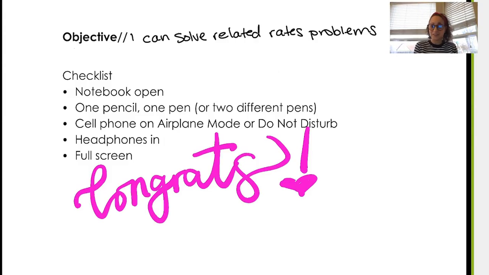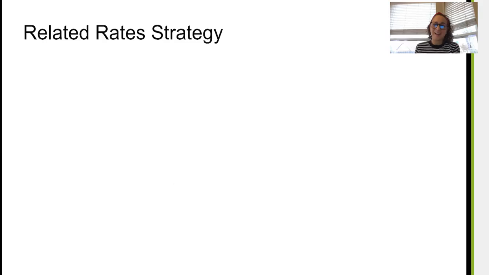We've got two assignments on this topic, but we're just going to do one video lesson to combine the two. So our objective today is to solve related rates problems. I have the checklist on the screen. You know what to do from here. All right, so to start your notes, would you please write "related rates strategy"? And let's fill this in together.